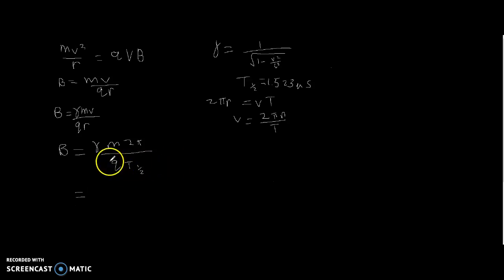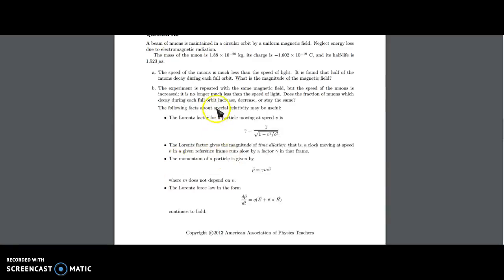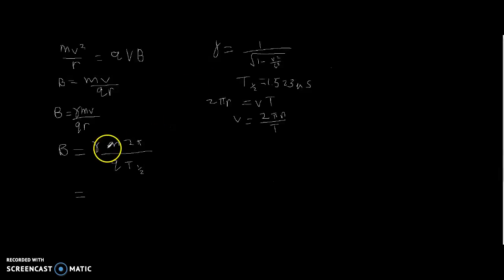And for part A, it wants you to find the B field when the speed is insignificant compared to the speed of light. Therefore, gamma is basically equal to 1, as we have previously discussed. So if you plug all those numbers into your calculator, you will get 4.85 milliteslas. So you've answered part A. You've obtained the B field to maintain a circular motion.